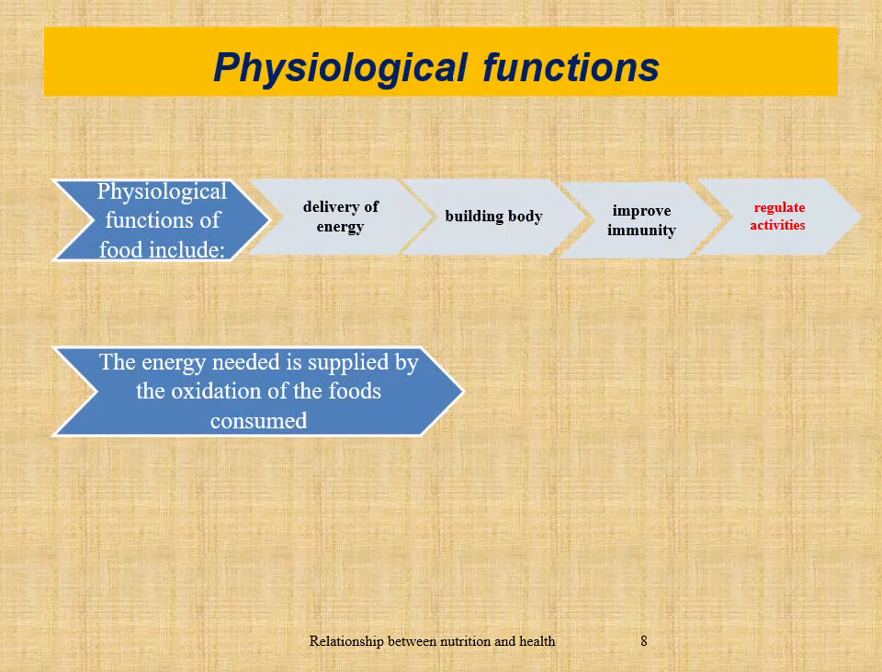Physiological functions of food include delivery of energy, building the body, improving immunity, and regulating activities such as heartbeat, muscle contraction, blood clotting, body temperature, water balance, and waste products removal. The energy needed is supplied by the oxidation of foods consumed. The food eaten each day helps to maintain the structure of the body, replace worn out cells, regulate body activities, and improve the body's resistance to diseases.